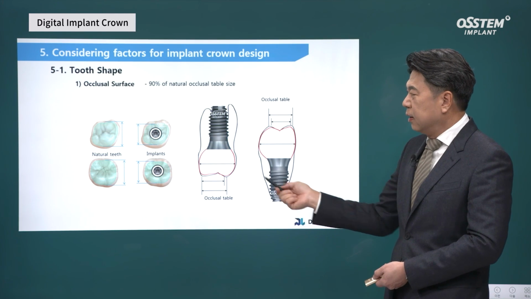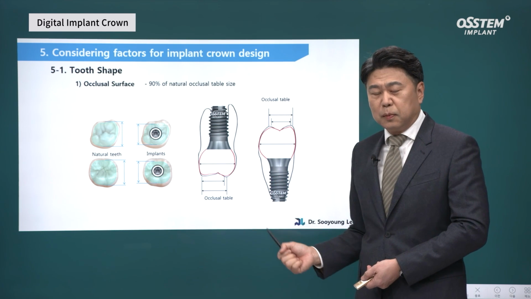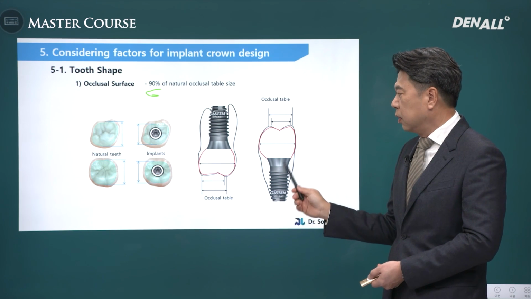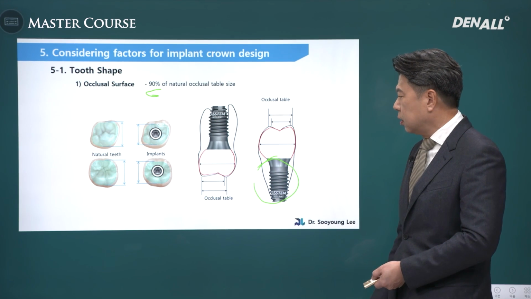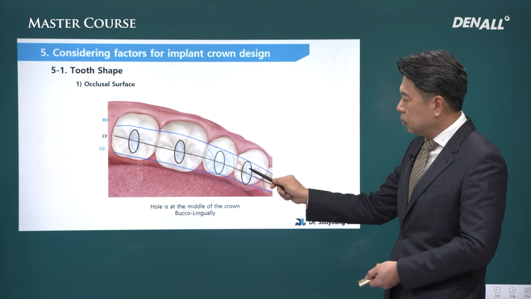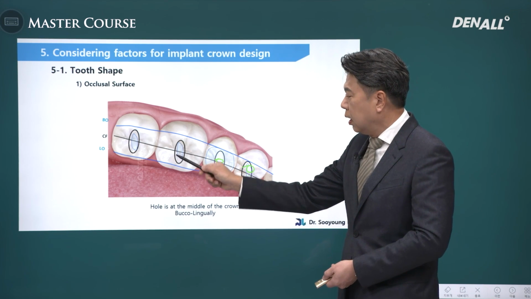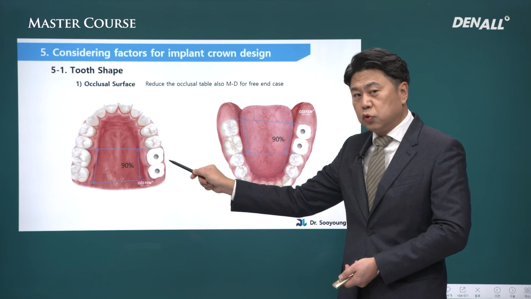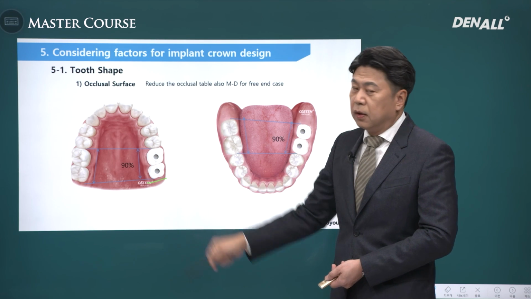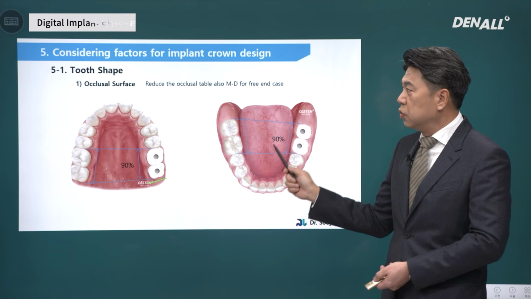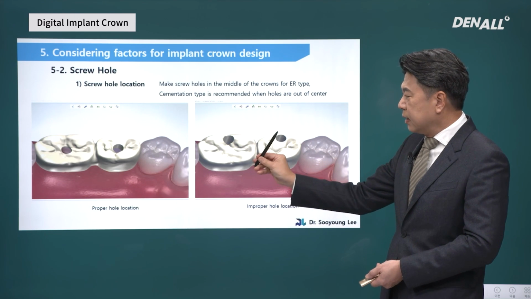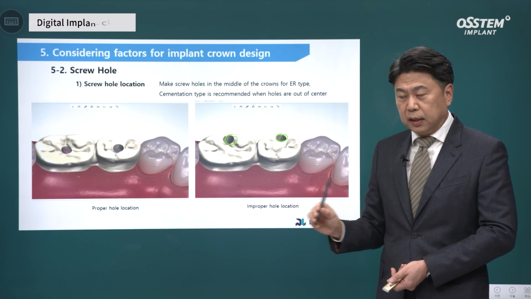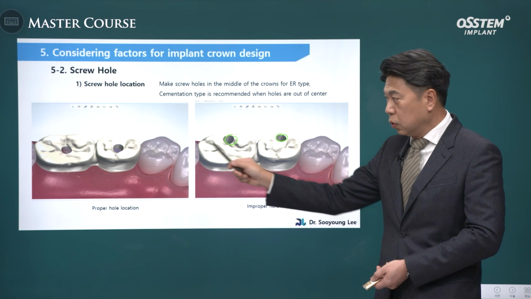Just like an analog approach for implant crowns, we need to consider several things. The buccolingual size should be reduced just a little bit, to about 90% of the size, for the long-term longevity of implants. The screw holes need to be positioned at the center. If it is not a free end case, the mesiodistal size cannot be reduced. However, for a free end case, the size can be reduced to about 90%. If there is no choice but to position the access holes buccally, as we can identify them in the design, we can consider using a cementation type.